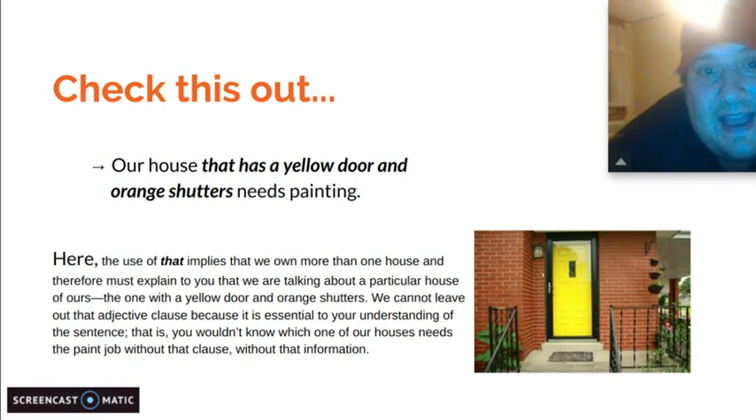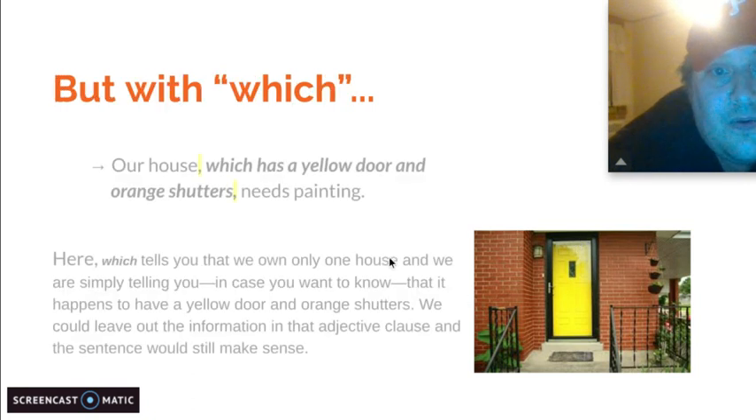Okay, our house that has a yellow door and orange shutters needs painting. Okay, now here the use of that implies that we own more than one house, and therefore must explain to you that we are talking about a particular house of ours, the one with a yellow door and orange shutters. We cannot leave out that adjective clause because it is essential to your understanding of the sentence. That is, you wouldn't know which one of our houses needs the paint job without the clause, without that information. Okay, this makes it specific. This gives you the exact information that you need. Essential information, right?